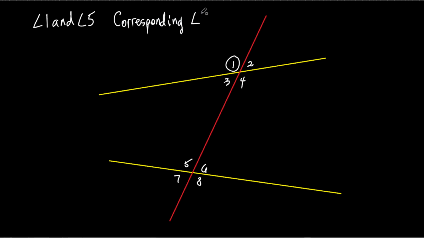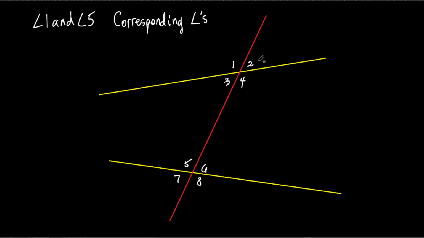Corresponding, and I'll just shorten angles like that, okay? So 1 and 5 are corresponding angles because 1's in the top left, 5's in the top left. Let's do some more corresponding angles. Let's find some other angles that are corresponding to each other.